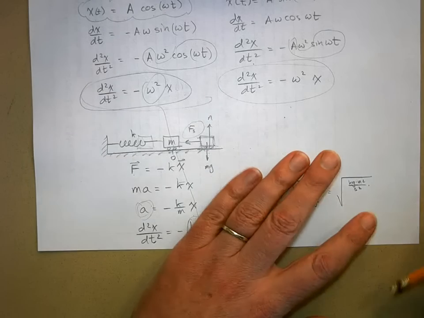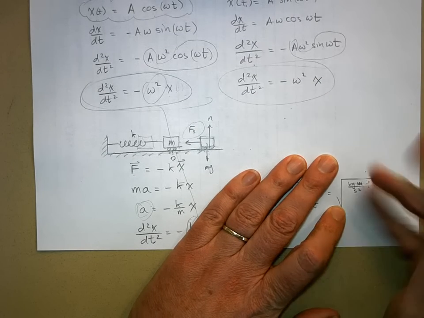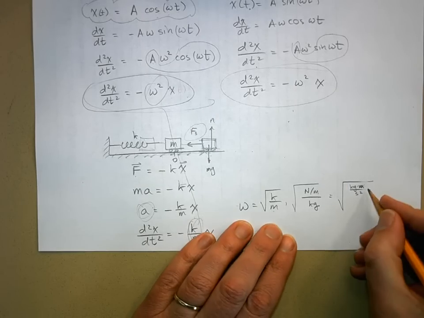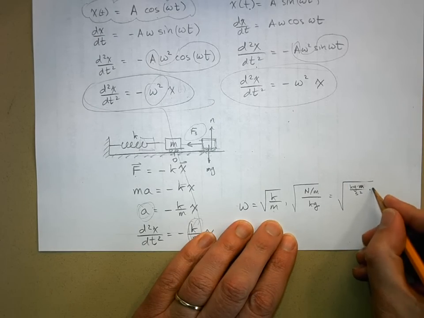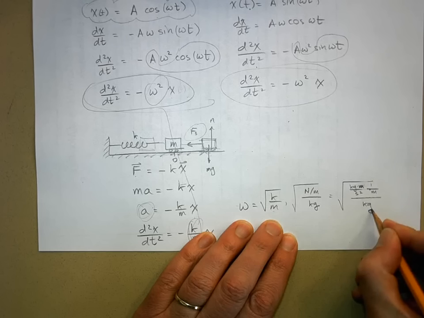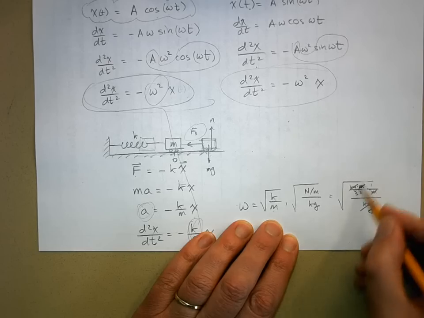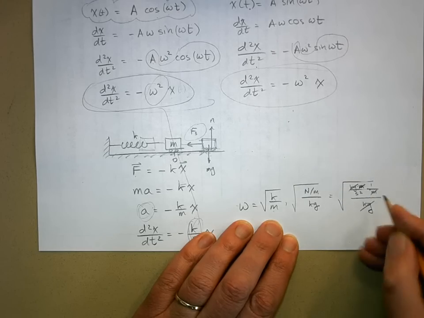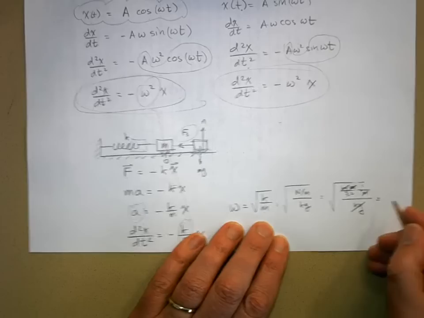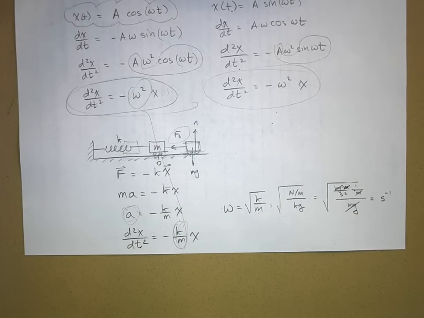Oh, no. Kilogram meter per second squared. That's a newton right there. Kilogram meter per second squared, divided by a meter, divided by a kilogram. So the kilogram cancels the kilogram, the meter cancels the meter. I have the square root of 1 over seconds squared, which we cleverly call per seconds.